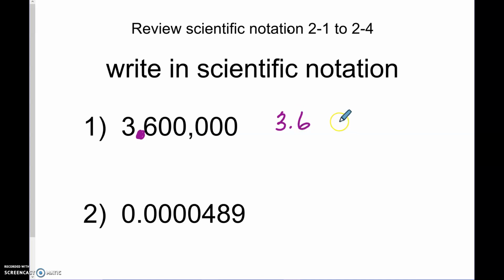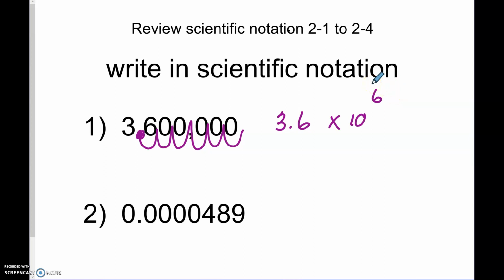The second part of that rule is to write times 10, so the second step. Now, how many places did we move that decimal? 1, 2, 3, 4, 5, 6 places, and that becomes your exponent. Now, do you notice I moved it 6 places to the right? This is a very big number, so that is a positive exponent.